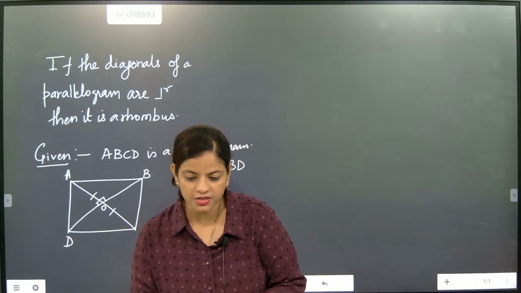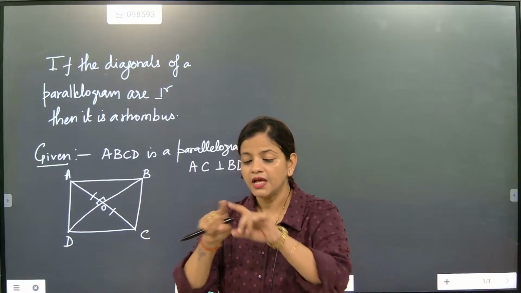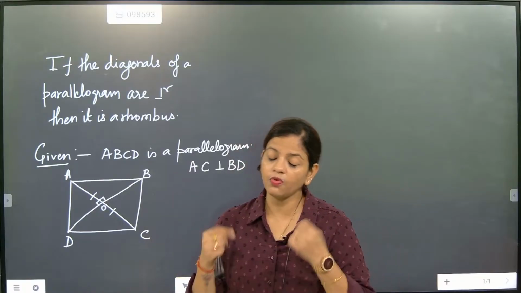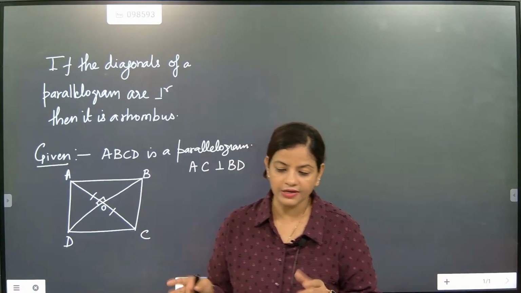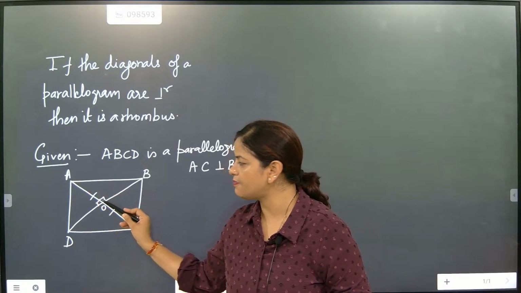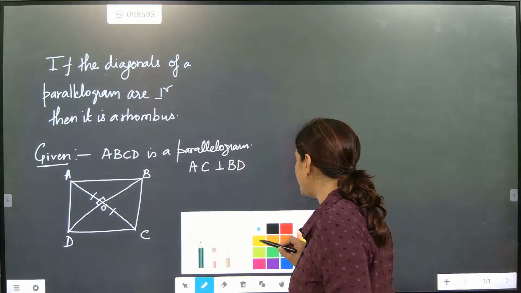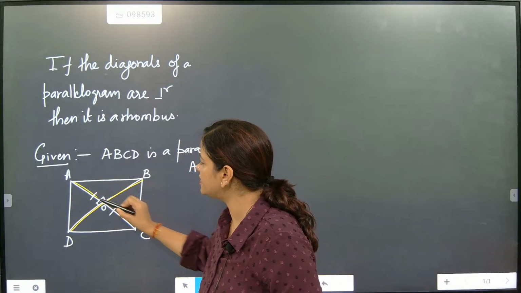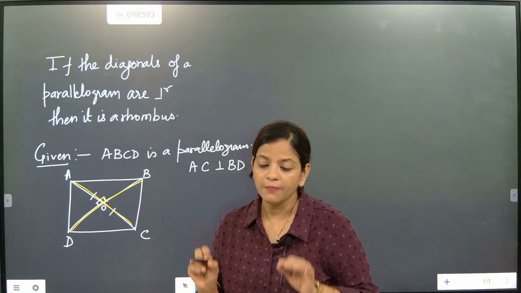See, what is the focus here? What is the catch here? You need to understand a few things. First, ABCD is a parallelogram. Done. In that parallelogram, what they have given is that the diagonals are perpendicular. The diagonals are perpendicular means that this diagonal cuts the other diagonal at 90 degrees. That is the meaning of diagonals being perpendicular.